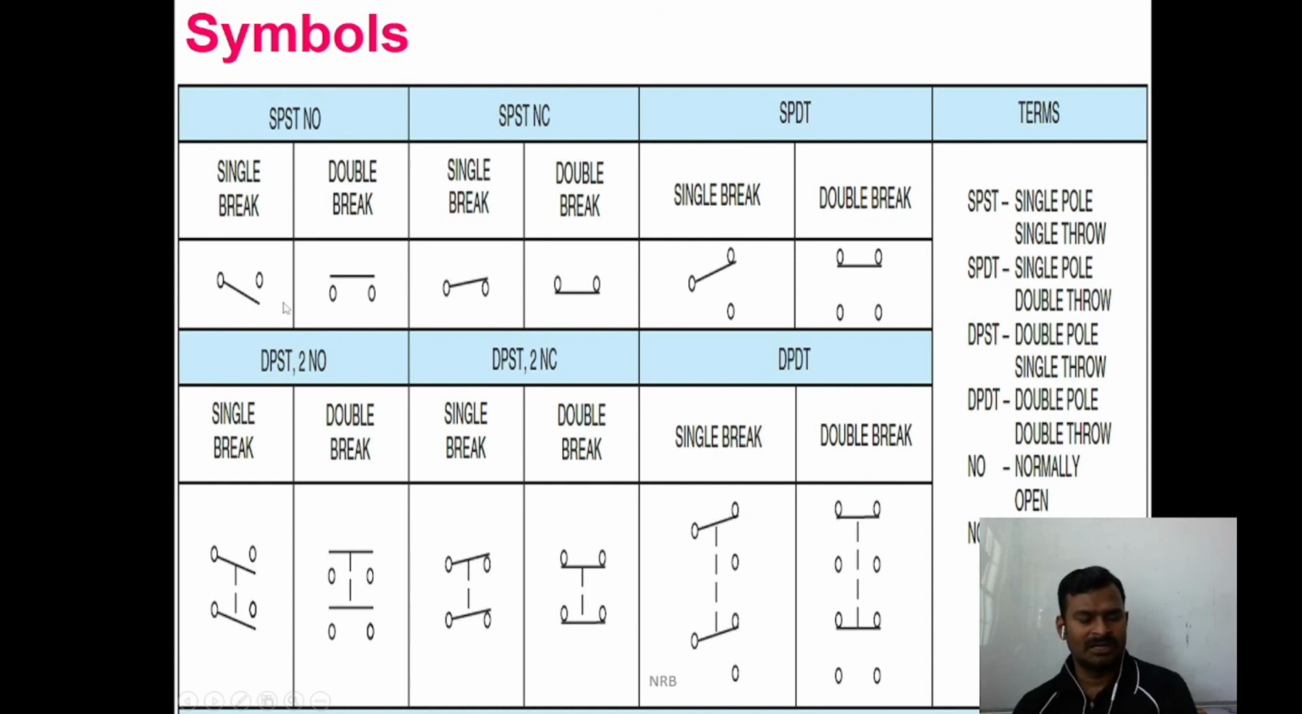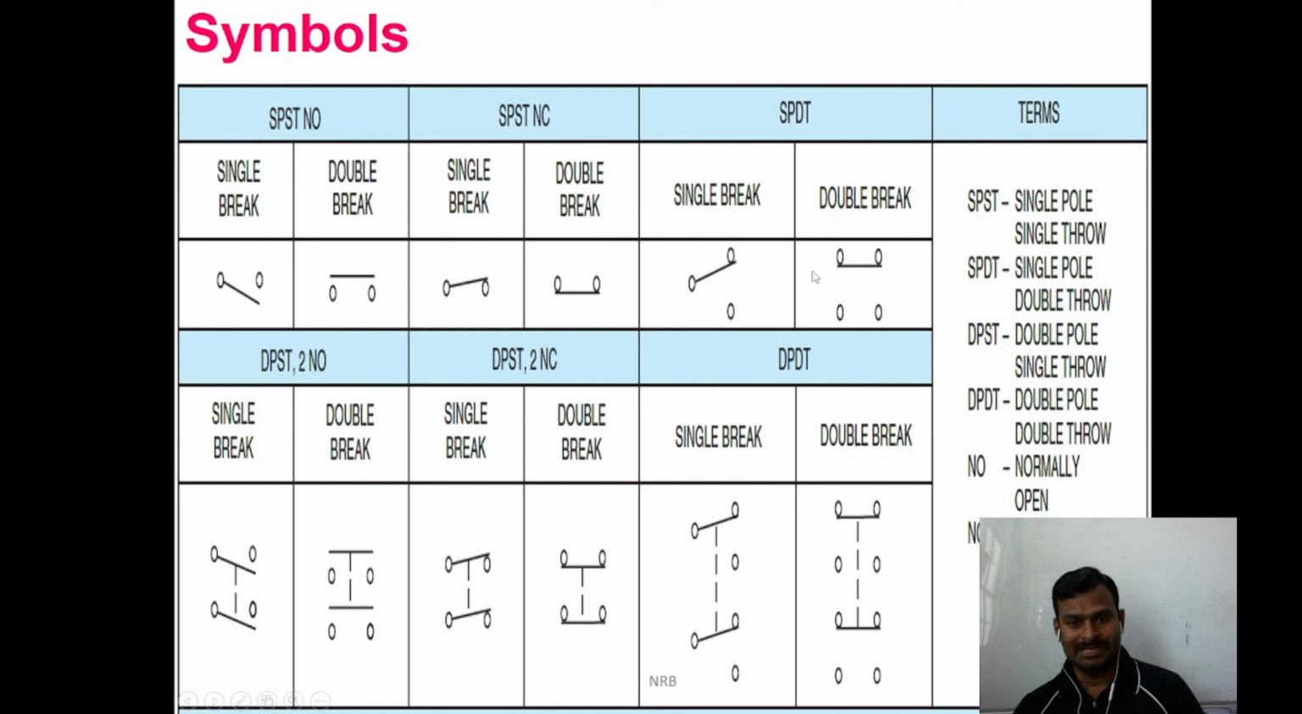And apart from that, a normal SPST switch with a single break, and this one is for a double break. And SPST NC type, it is a single break, and here it is double break. So double break means both contacts will be isolated, and in a single break only one contact will be isolated from the supply, and the other contact is still connected to the supply.